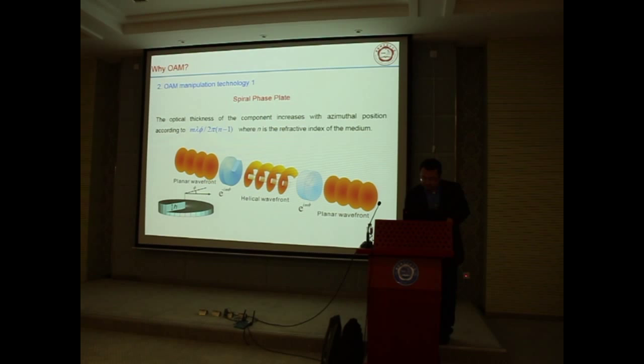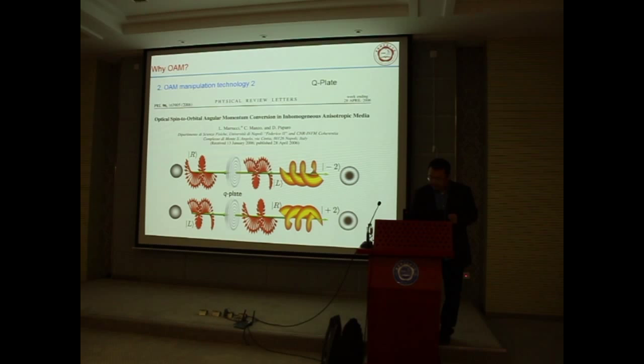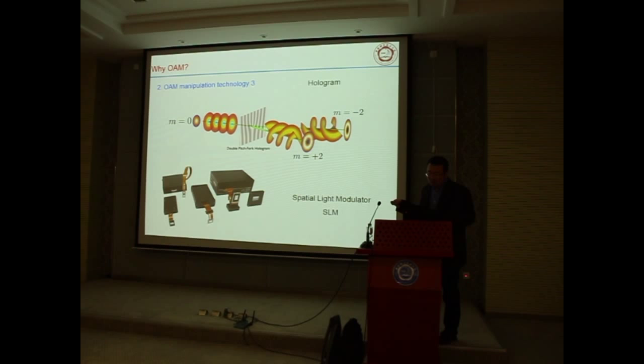The second reason to choose OAM is that there are several technologies for flexible manipulation of OAM. The first is the spiral phase plate. A spiral phase plate can convert between an OAM mode and the fundamental Gaussian mode. Another very useful OAM element is the Q plate. It can transfer angular momentum from spin to OAM. The third powerful element to control OAM is the hologram. We can use a spatial light modulator, or SLM, to generate arbitrary holograms, so it's very useful.